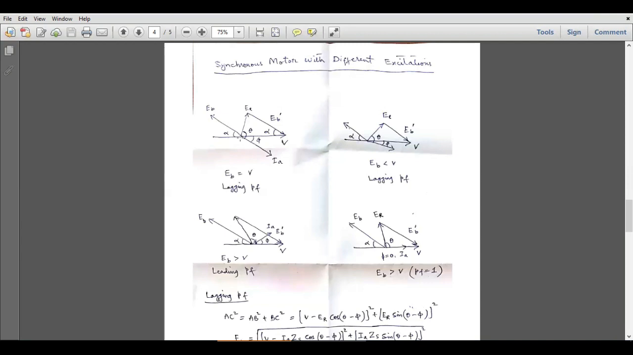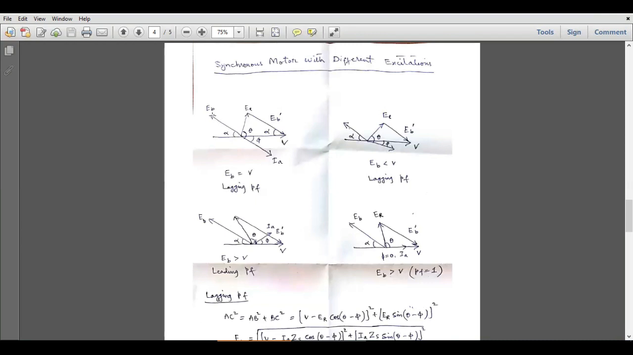So if we want to change the angle between the back EMF and the voltage vector, which is alpha, and this angle is also called load angle, if we want to change this angle, keeping the magnitude of the back EMF constant, then we have to change the mechanical load. Okay, so I will repeat again.